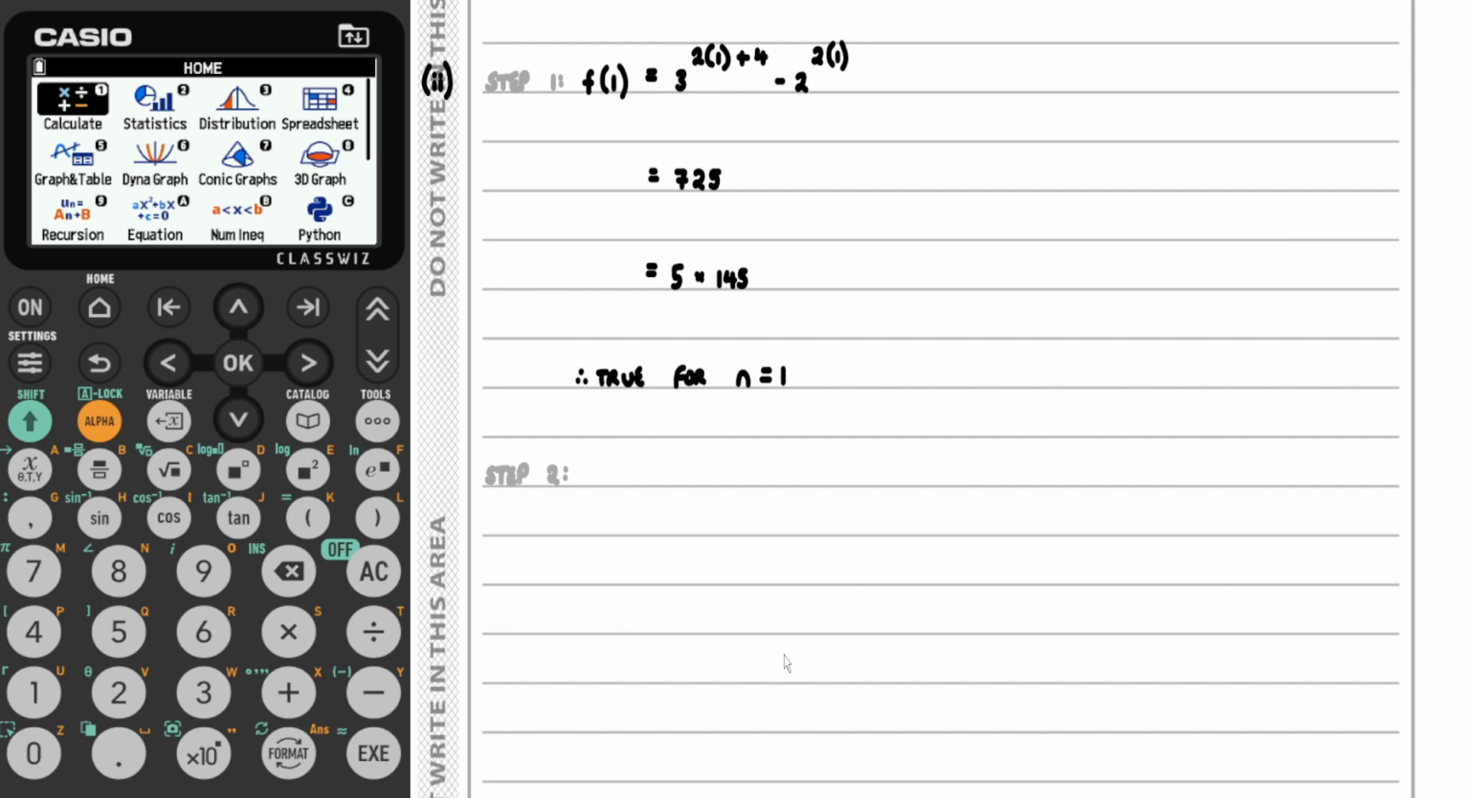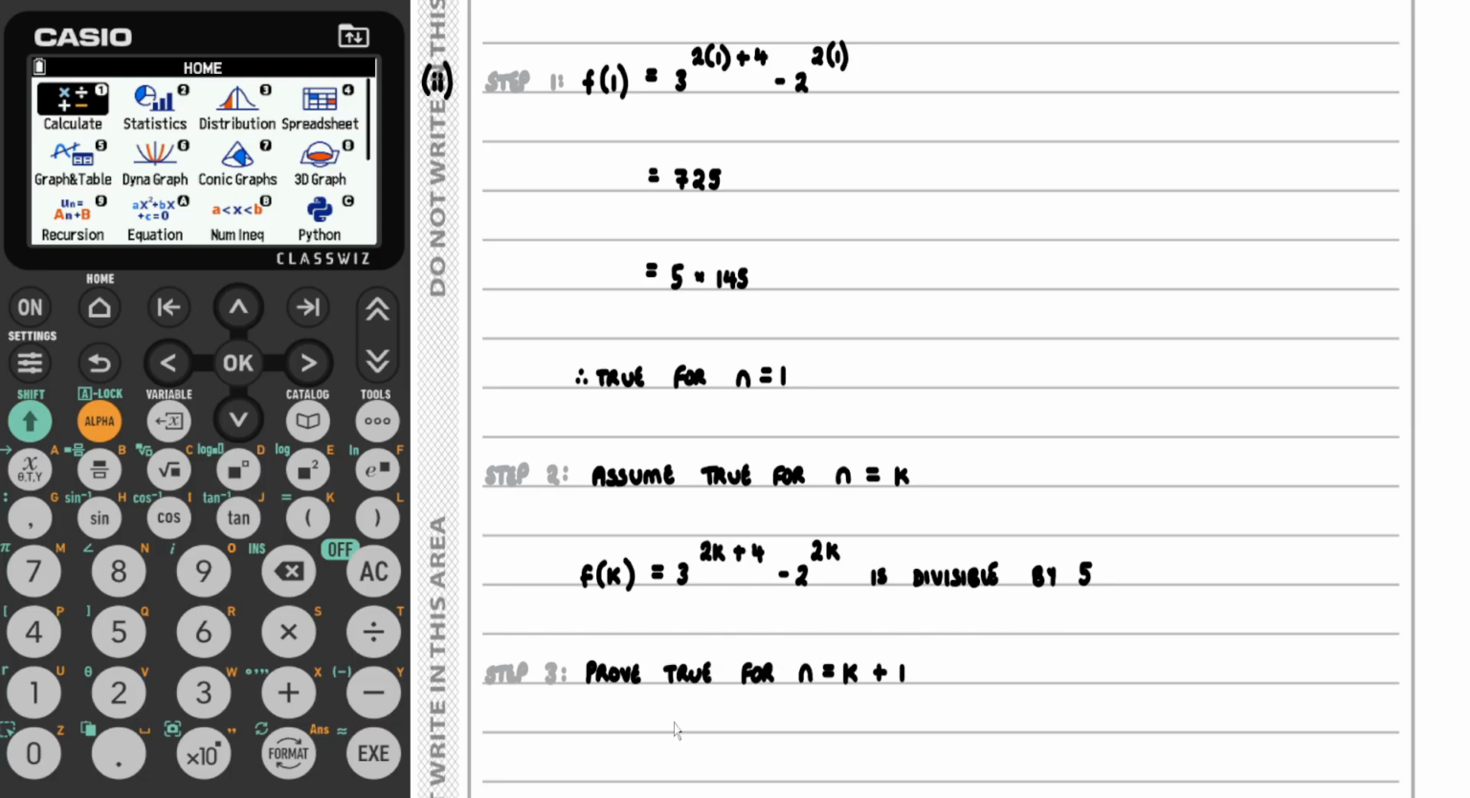The second step, we have to assume the result is true for n equals k. In other words, f of k equals 3 to the power of 2k plus 4 subtract 2 to the power of 2k is divisible by 5. For our third step, we have to prove the result is true for n equals k plus 1.